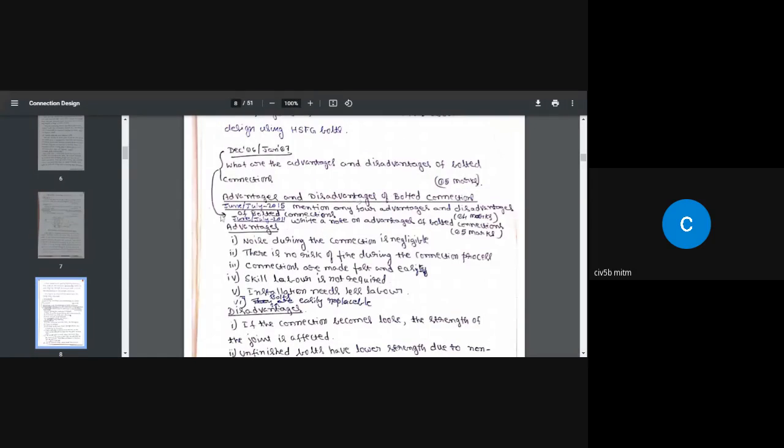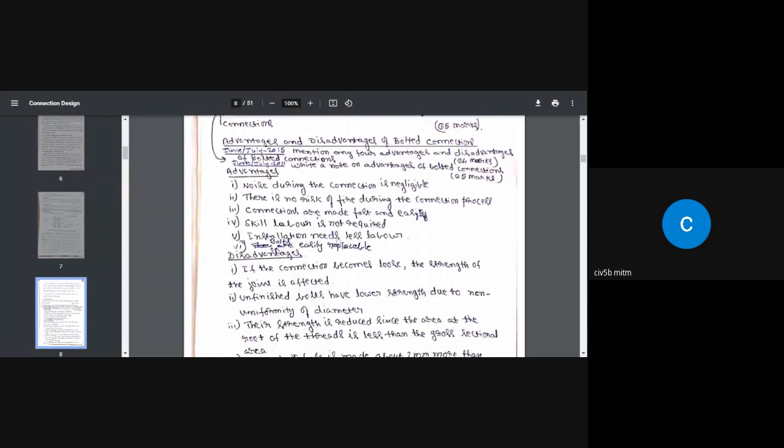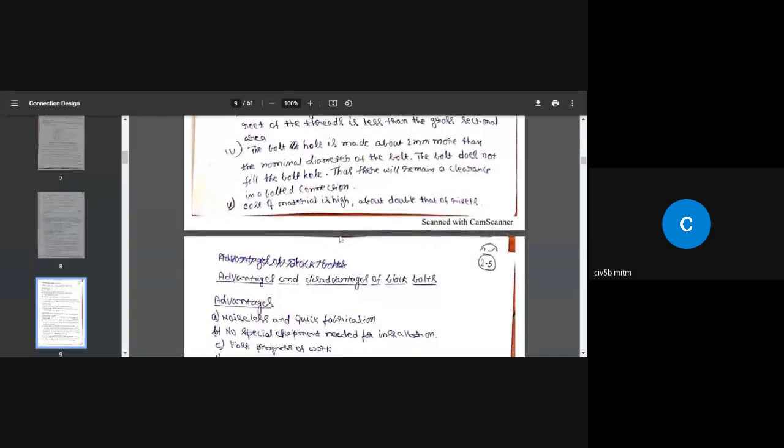Next, coming to advantages and disadvantages of bolted connections. What are the advantages and what are the disadvantages? You can simply read those things, and I don't need to explain this. Here, these are the questions, and these questions appeared in different years of the examination, carrying different marks.